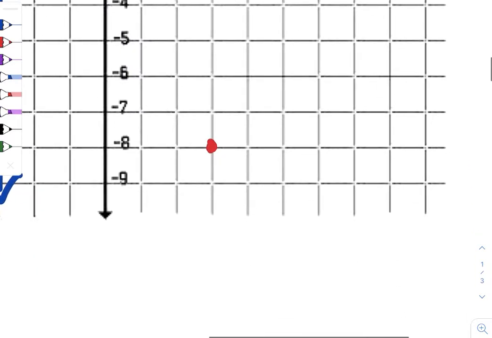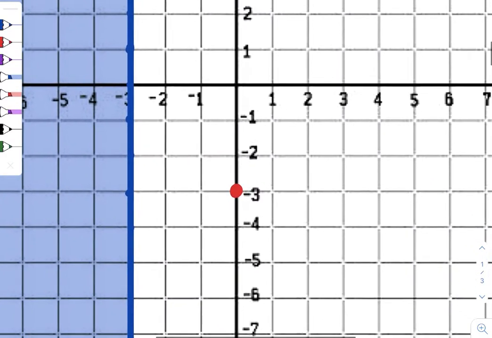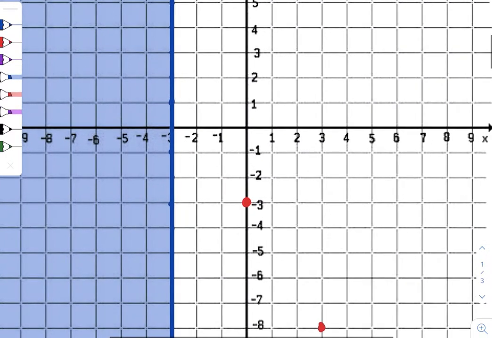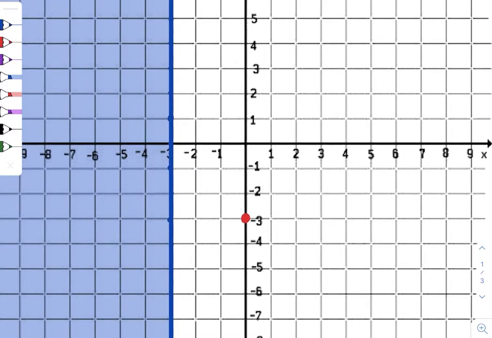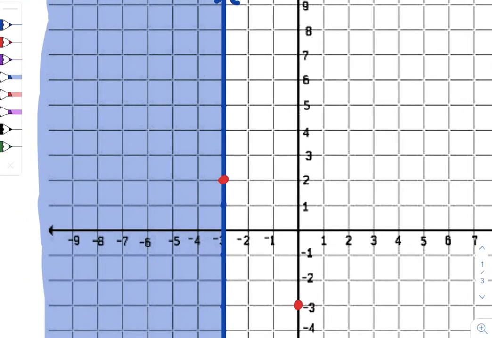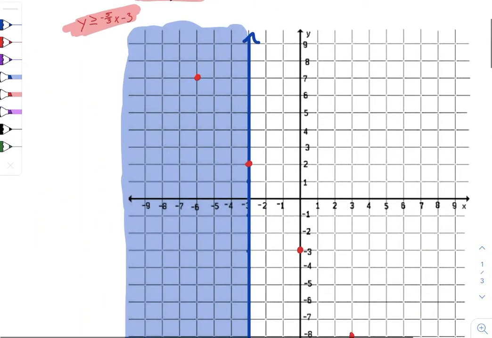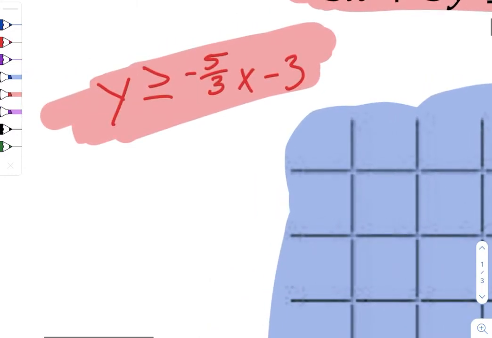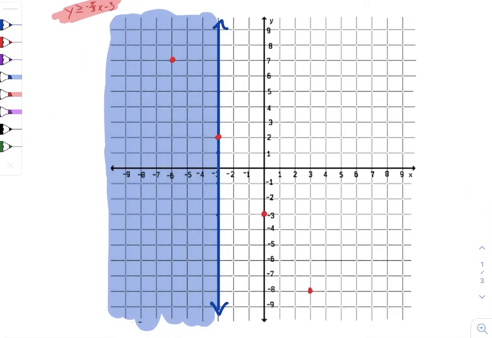It looks like I can't go any further, but I can go in the opposite direction. In this case, I went down and to the right, so now I want to go up and to the left. So 1, 2, 3, 4, 5, 1, 2, 3, put a point. It looks like I can't go any further. Again, this one is or equal to, so I'm going to have to use a solid line instead of a dashed one. So I'm going to go ahead and do that. All right, so I'll get a nice line. It's a little off, but that's okay. I'm not going to change it.